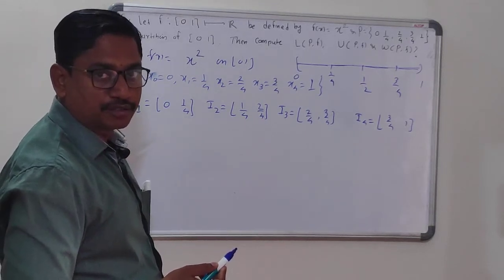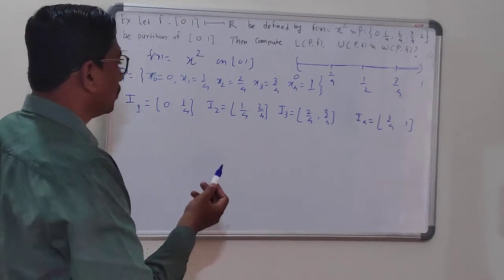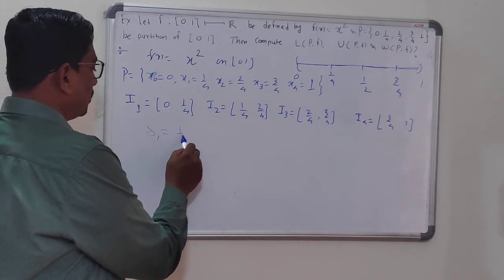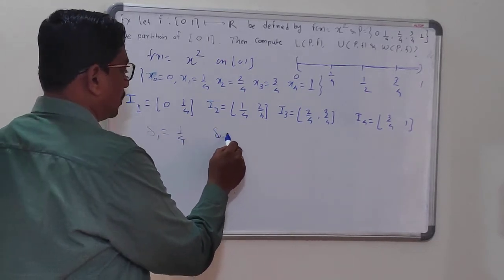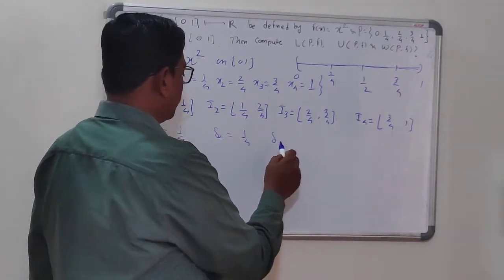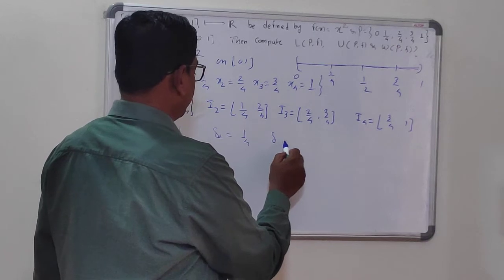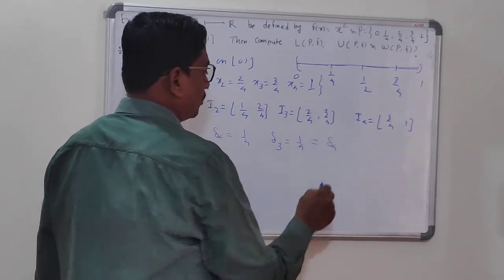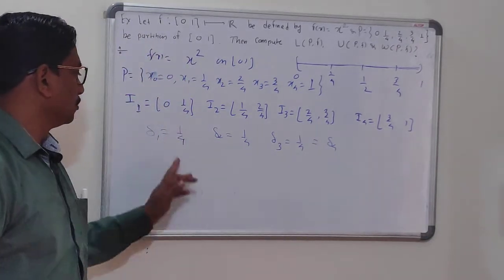One can calculate the maximum value on a particular subinterval, and the minimum value, that is the infimum, in a particular subinterval. Okay. Now what is delta 1? The length of the first interval is 1 by 4. What is delta 2? The length of the second interval is 1 by 4. This partition is such that all are equally spaced points. So delta 3 is 1 by 4, and which is also delta 4. So keep this in mind.